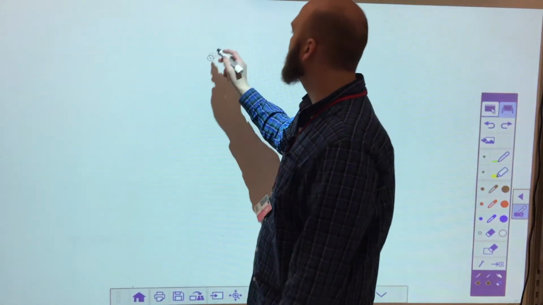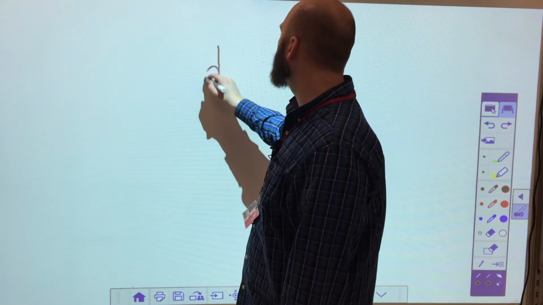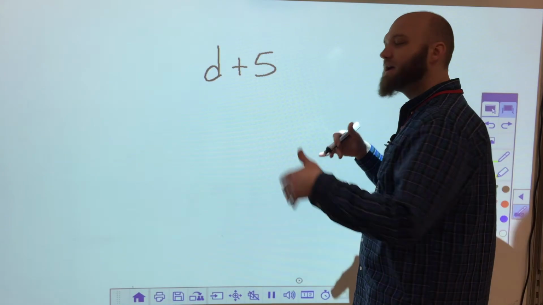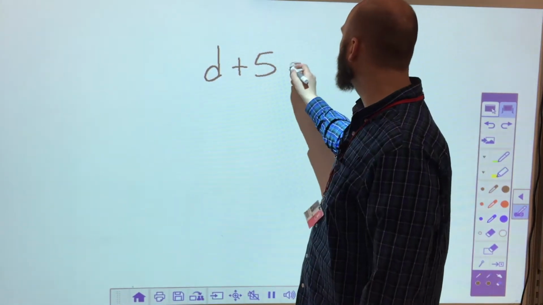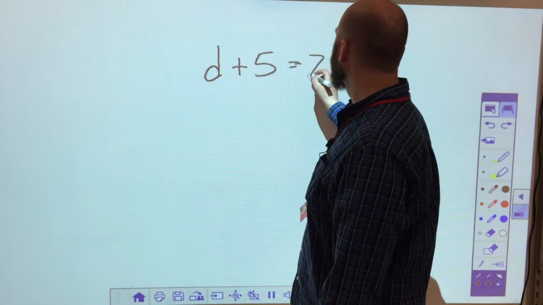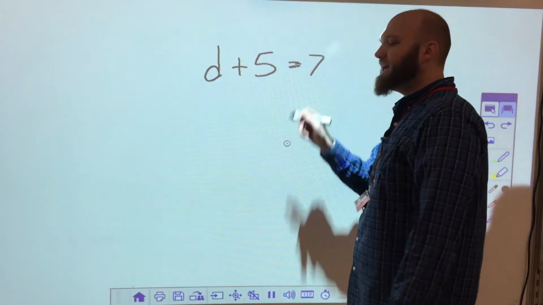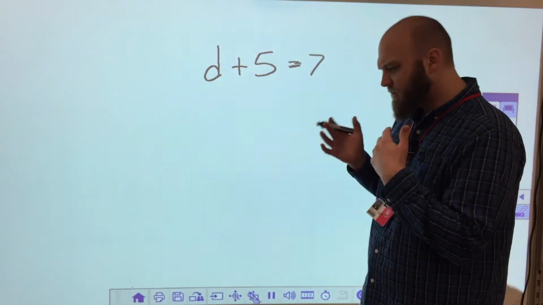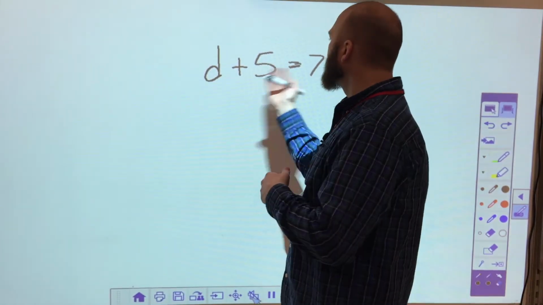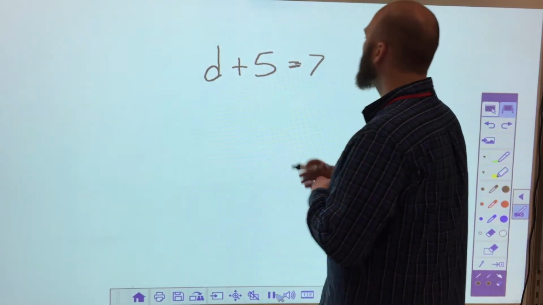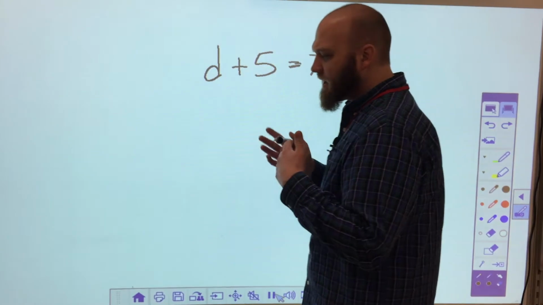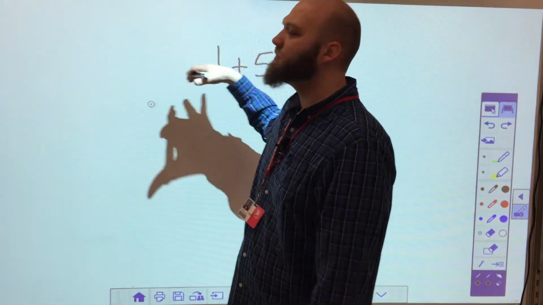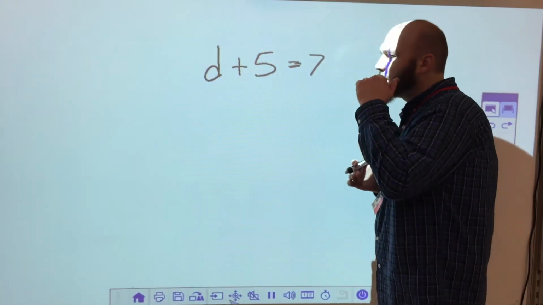So we had like d plus 5. That's an expression. That expression is equal to something. We'll call that 7 equal. I now have an equality. So my equality that tells me here that d plus 5 equals 7, I would refer to that as an equation. So with my equation, when I want to solve it, we looked at possible solutions.